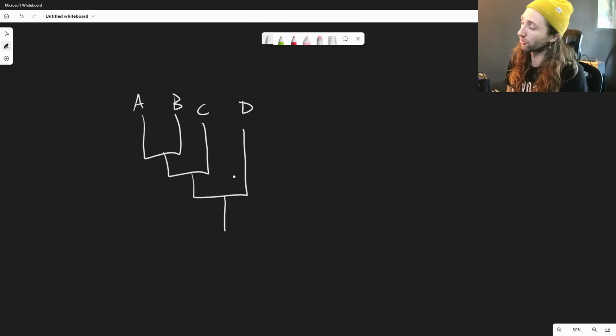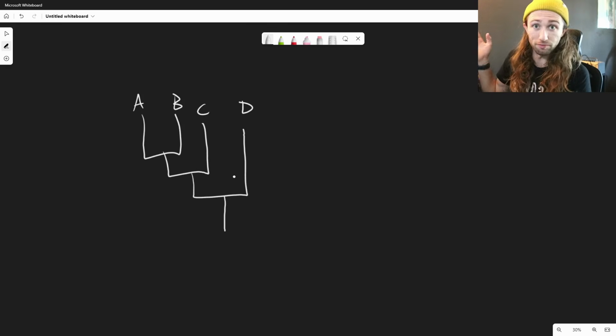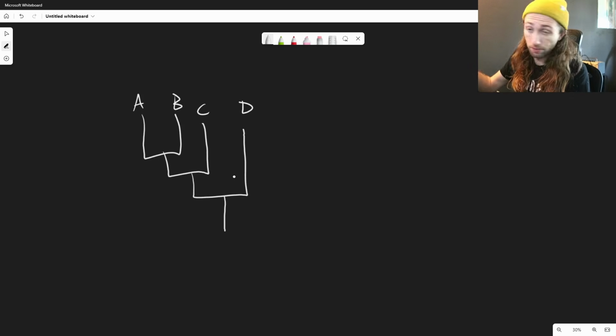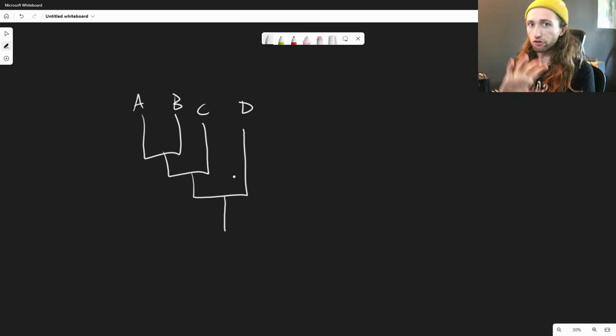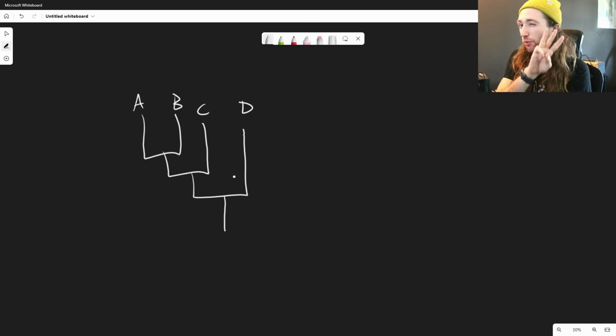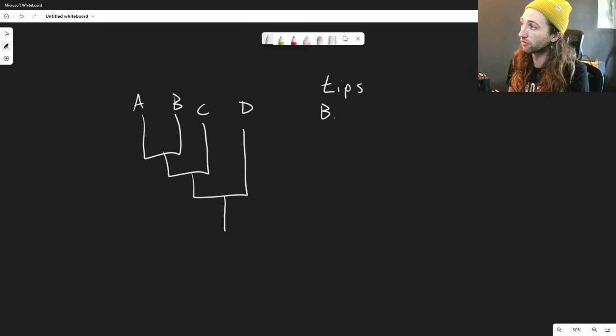So this is a phylogeny of 4 species, species A, B, C, and D. And what this phylogeny can tell us is, well, how are A and B related to one another? How are A and C related to one another? How are A and D related to one another? And all the different combinations thereof. A phylogeny is largely made up of 3 components. We have our tips, we have our branches, and we have nodes.